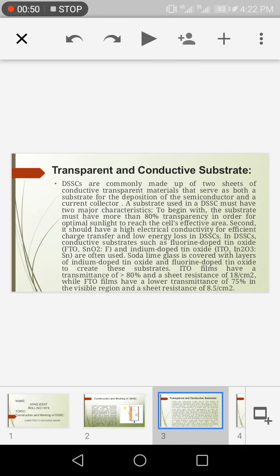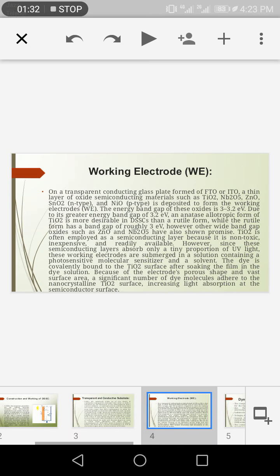First one is the transparent and conductive substrate. DSSCs are commonly made up of two sheets of conductive transparent material that serve as a base substrate for the deposition of the semiconductor and as a current collector. A substrate used in a DSSC must have two major characteristics. First, the substrate must have more than 80% transparency in order for optimal sunlight to reach the cell's effective area. Second, it should have high electrical conductivity for efficient charge transfer and low energy loss in the DSSC.